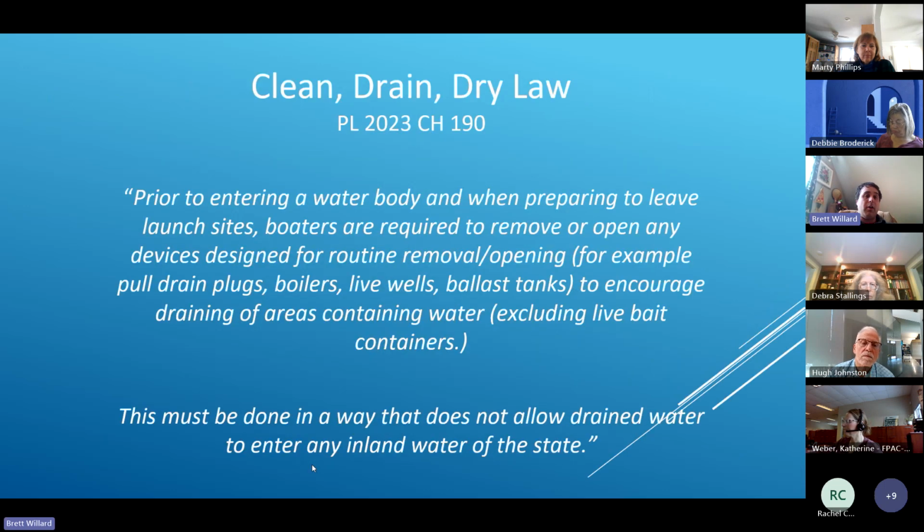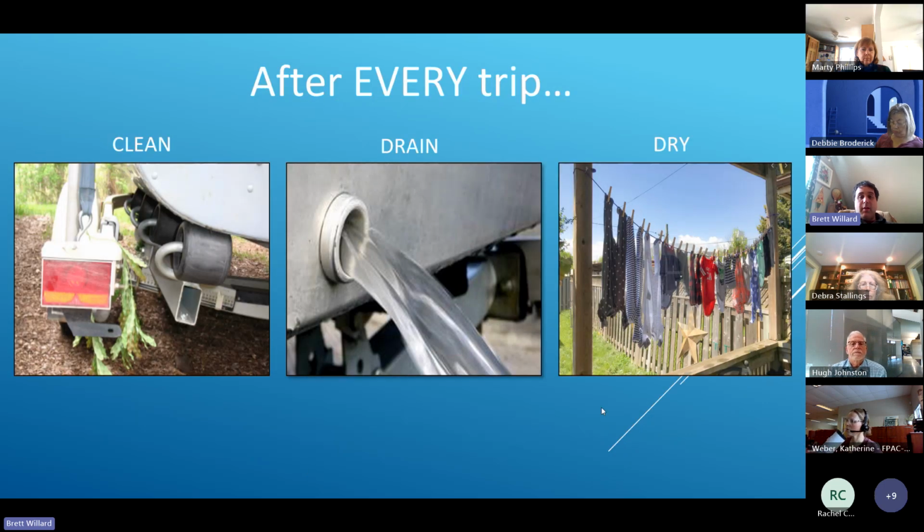In Maine, there's also a law that was passed in 2023 that requires you to do this anyway, and you cannot transport plants on public roadways. So you must clean, drain, dry before and after launching. Make sure that you're not bringing anything in. And that means draining ballast. It means visually inspecting, disposing of plants, not releasing any live bait.